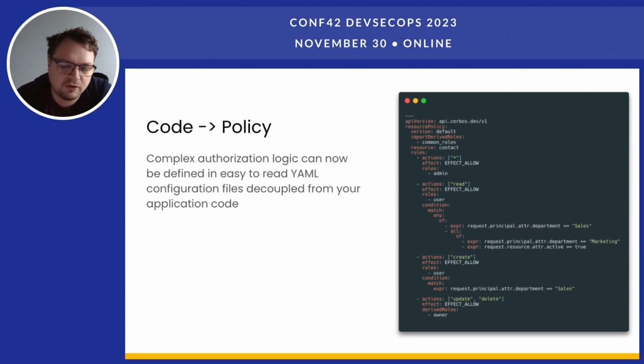In this case, we're looking at a contact resource, and we have a load of rules. So a very simple one here is a wildcard rule that says, if the user has the admin role, they should be able to do everything. So that goes back to our example of the user's email containing the company domain.